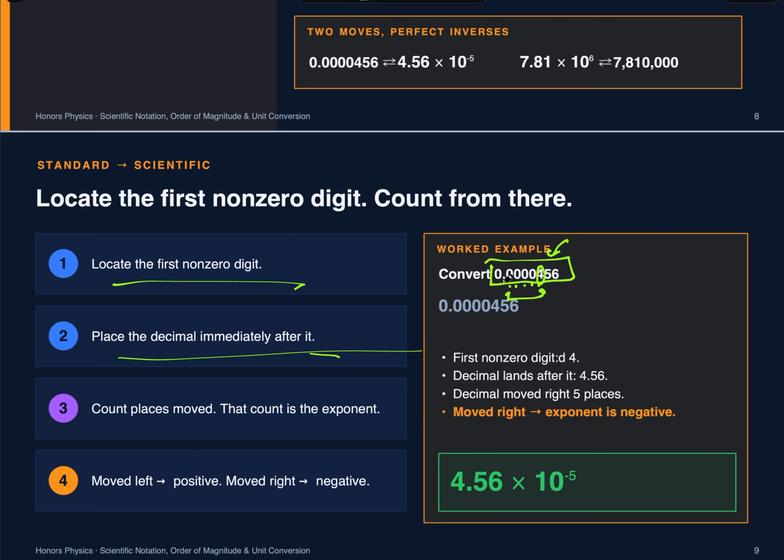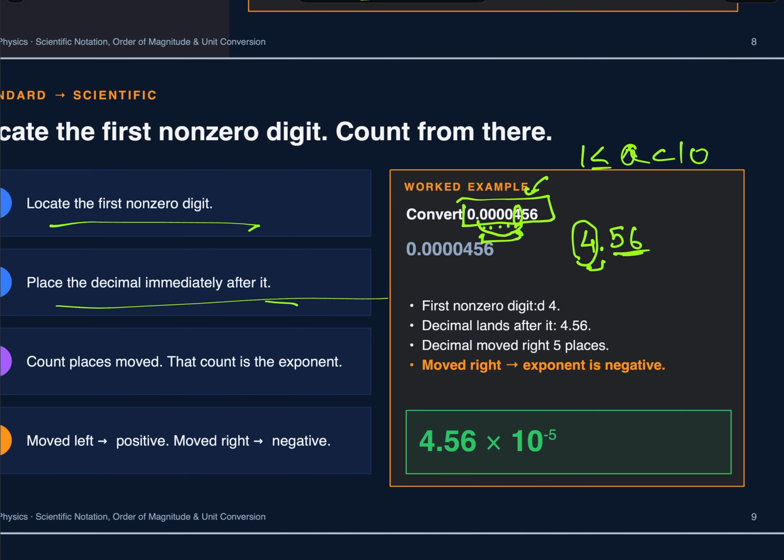So what do I do? I take the decimal all the way over here, 4.56, because I only want to have one digit before the decimal. That's why the constraint is greater than or equal to 1 and less than 10. And after the decimal, I can have any number of digits. Okay?